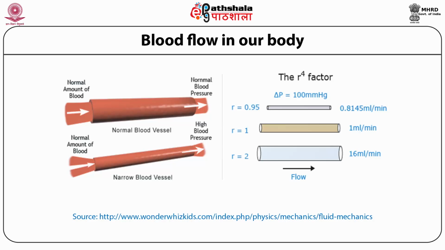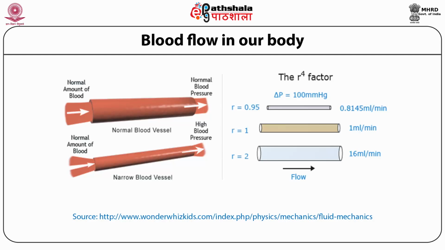Here we have three examples just to calculate, just to get a feeling about the differences in the blood pressure. In the first one, you have a very narrow blood vessel with a radius of 0.95 in some units. There you have the blood flow as 0.8145 milliliter per minute.